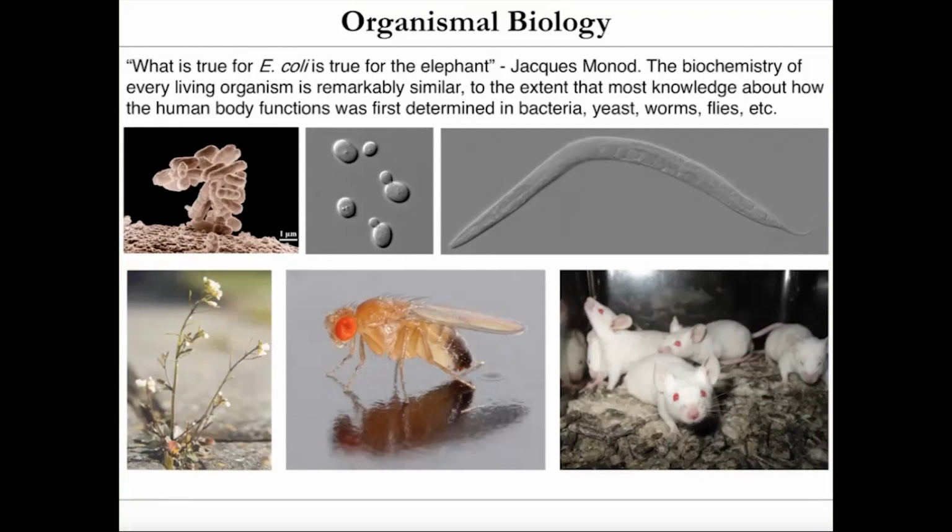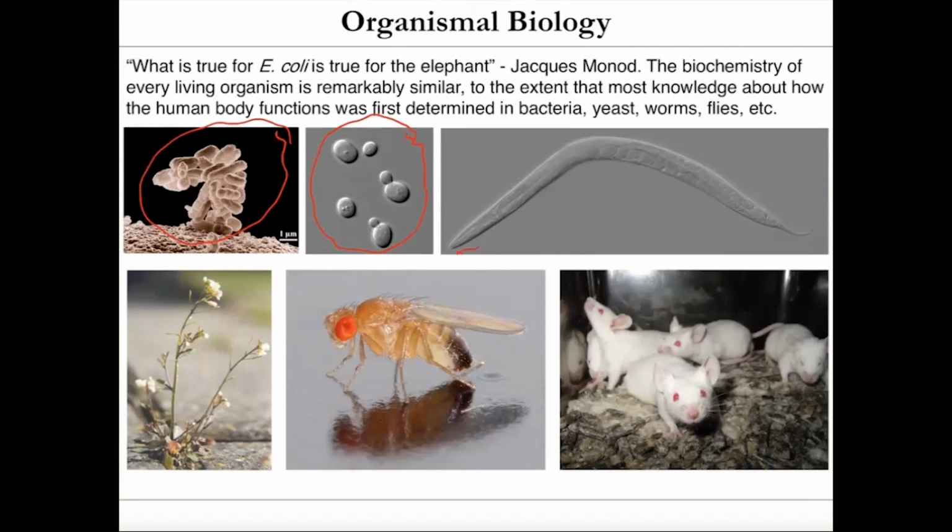So I have here the biochemistry of every living organism is remarkably similar. And this is to the extent that most of the knowledge about how your human body functions, so how your cells divide, your circadian rhythms, your metabolism, your signaling pathways that allow you to see light and taste and hear things, almost all that knowledge was first determined in these types of model organisms. So bacteria, such as E. coli, yeast is a really big one for understanding how our cells divide as well.